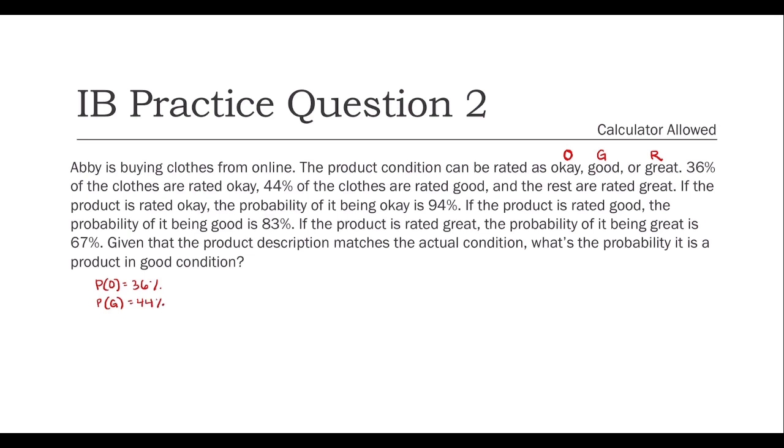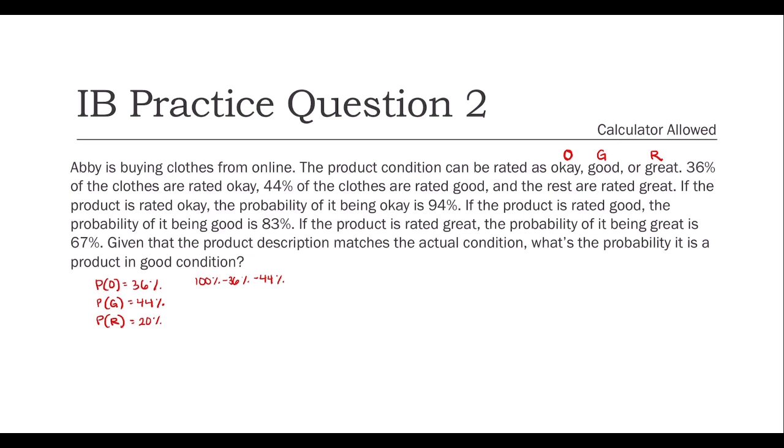And the rest are rated great. So the probability that it's great is the remainder. So you start with 100% and take away the probabilities of the others. So 100 minus 36 minus 44 is 20. So you have 20% that are rated great.